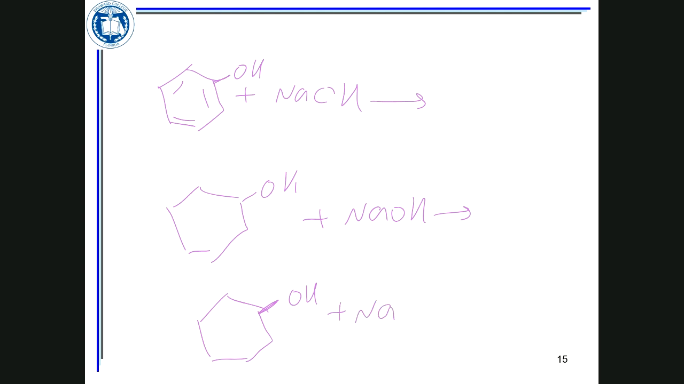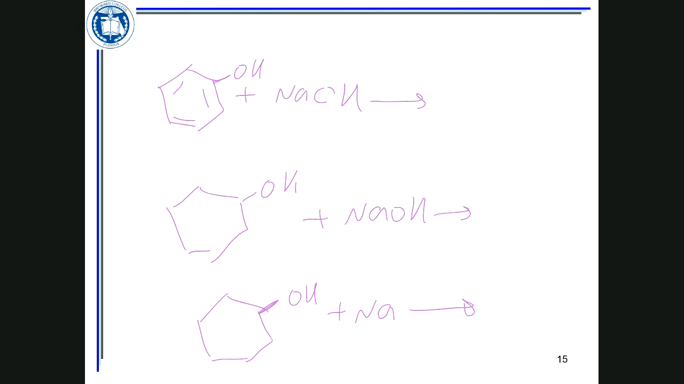Phenol is a stronger acid compared to cyclohexanol. And the comparison was a difference in pKa of 8. That means 800 million times, so the power of 8, stronger than cyclohexanol. The pKa for phenol is 10, for water is 15. So phenol is a much stronger acid compared to water also.